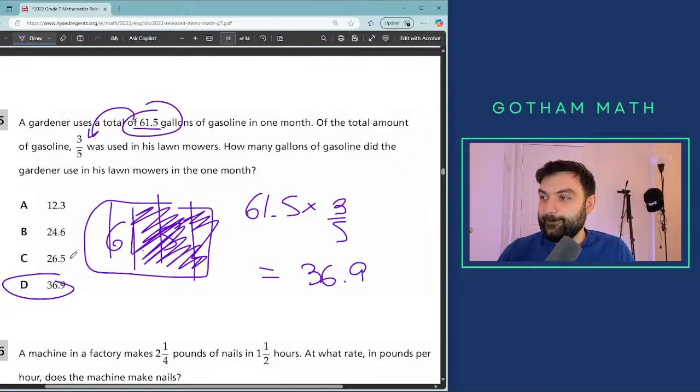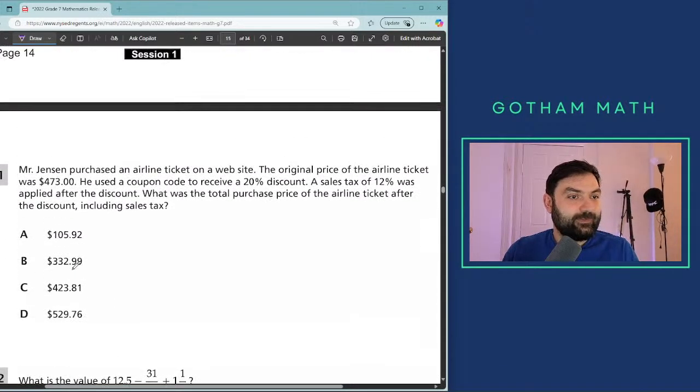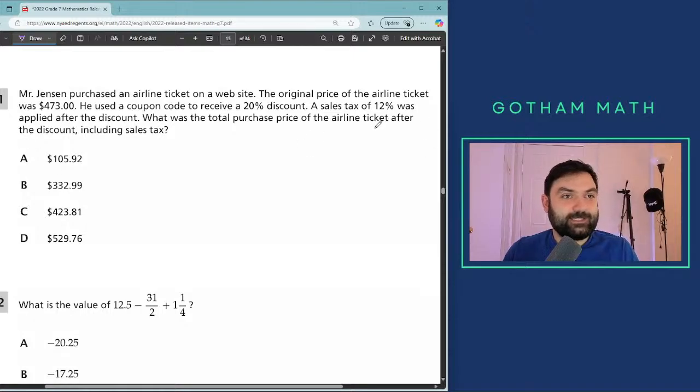What's the next one? 31. Okay. Oh, percents. A lot of percents. Okay. Mr. Jason purchased an airline ticket on the website. The original price of the airline ticket was $473. He used a coupon code to receive a 20% discount. Nice. A sales tax of 12% was applied after the discount. What is the total purchase price of the airline ticket after the discount, including the sales tax?